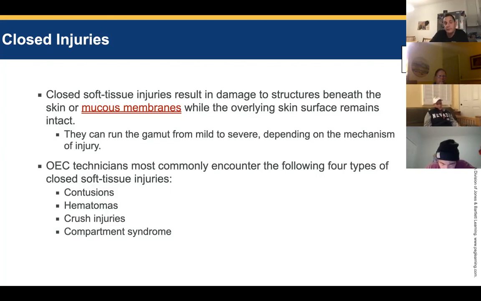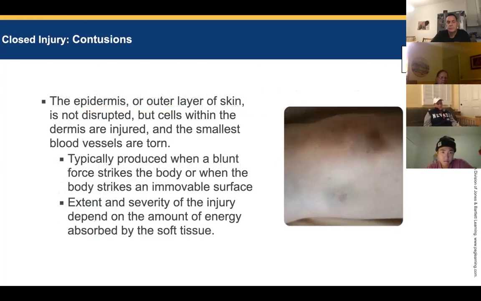Commonly encountered are 4 types of closed soft tissue injuries: contusion, hematoma, crush injury, compartment syndrome. Contusion's a bruise. Hematoma is bleeding under the skin. Crush injuries, obviously something is falling on them. But just like I was talking about before, they hit a fixed object at a fast rate, that could cause crush injuries. And compartment syndrome, we'll get into that in another segment. So, contusions, you can see the bruises here.